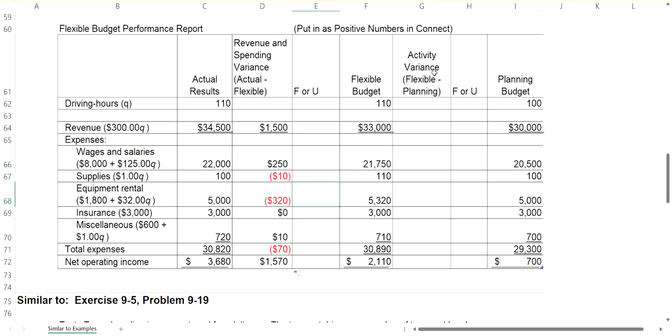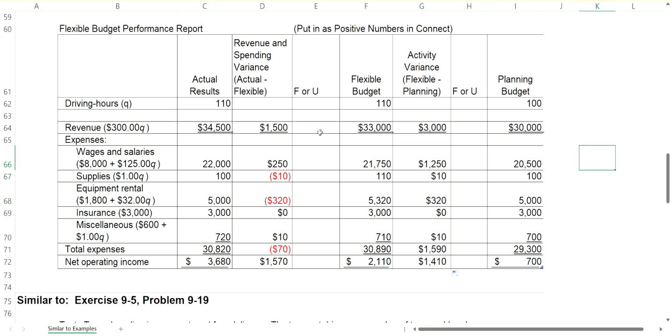Now, for the activity variance, you want to take the difference between the flexible budget minus the planning budget. So I will take 33,000 from the flexible budget minus the 30,000 from the planning budget, and that gives me a difference of $3,000. Okay, do the same thing here. Take the flexible budget minus the planning budget, and I get a difference of $1,250. Okay, I'm going to go ahead and copy and paste to do the same thing throughout.